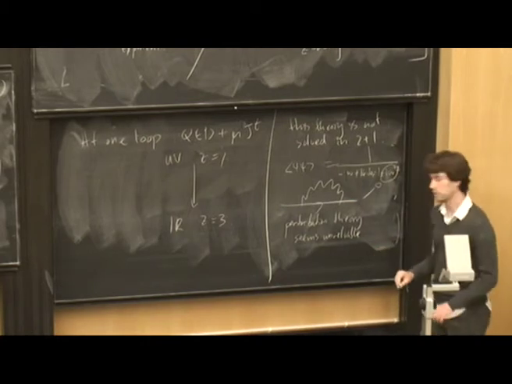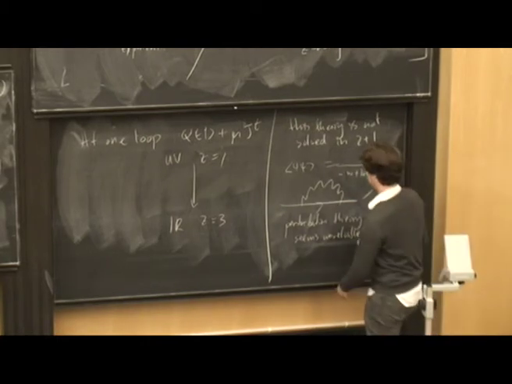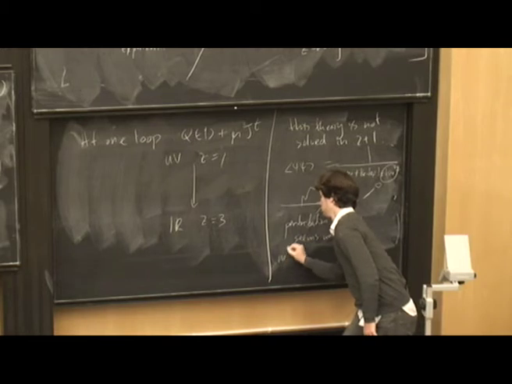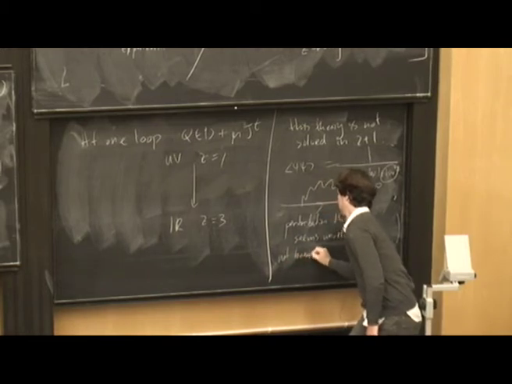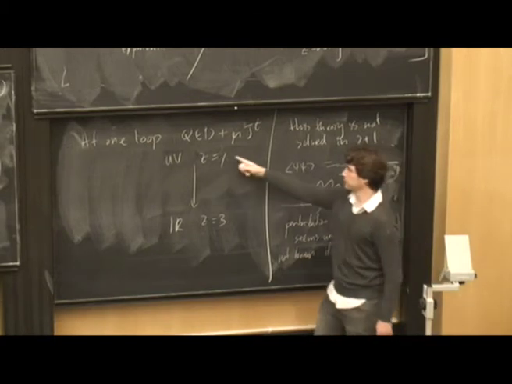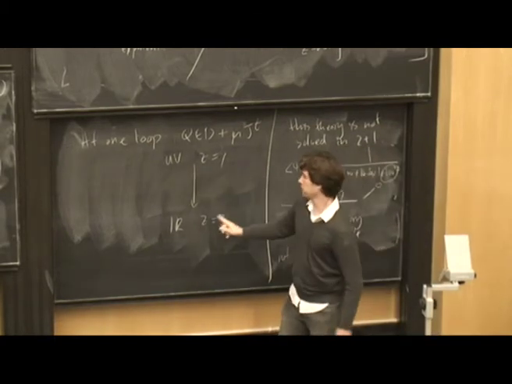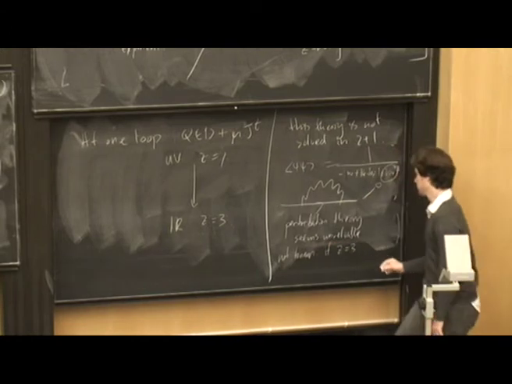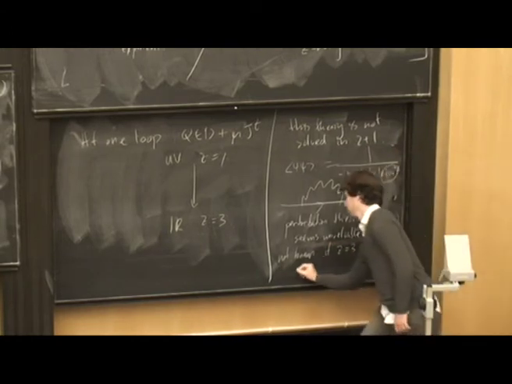And so one question is not known. For example, it's not known if z equals 3 is exact or not. Remember, here we found the scaling, this one loop result gave z equals 3. It's not known if z equals 3 is exact to all orders.